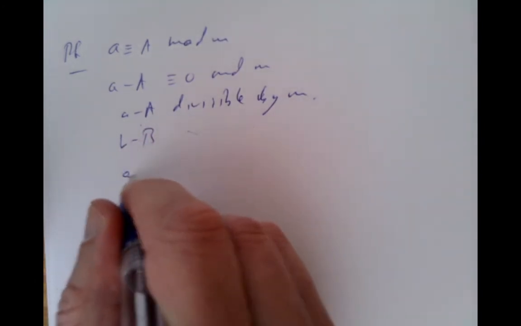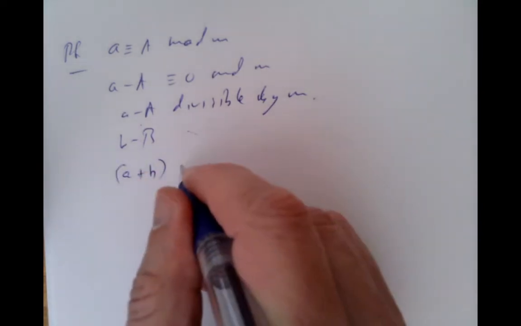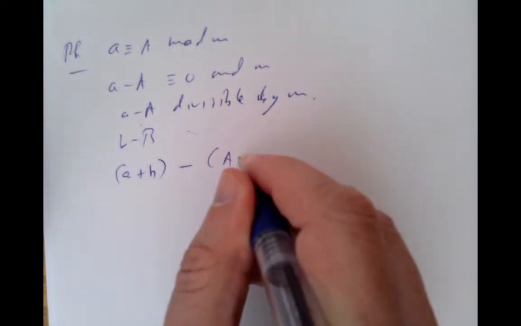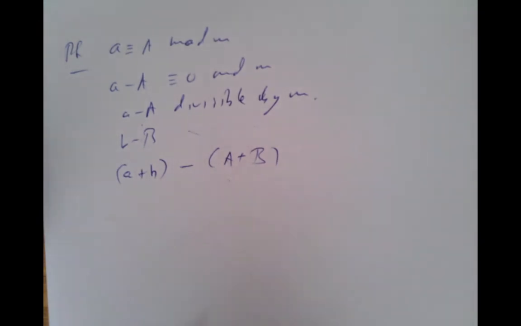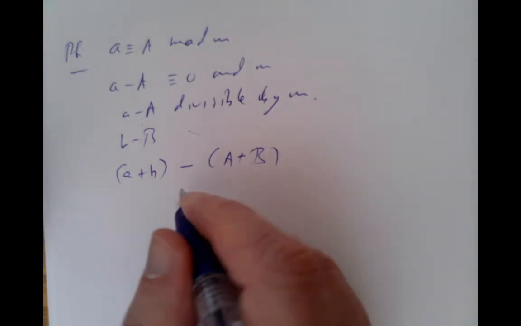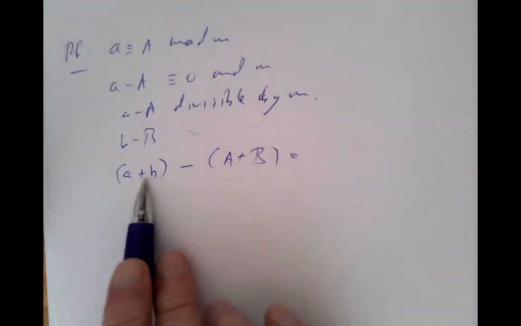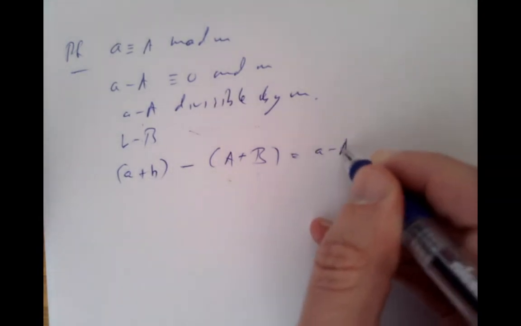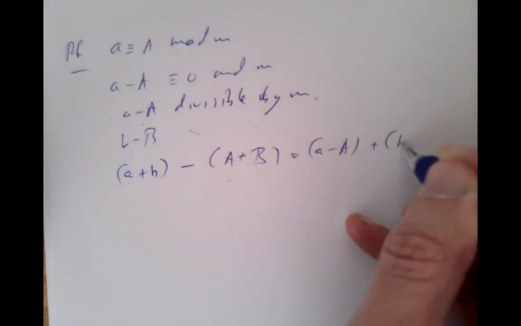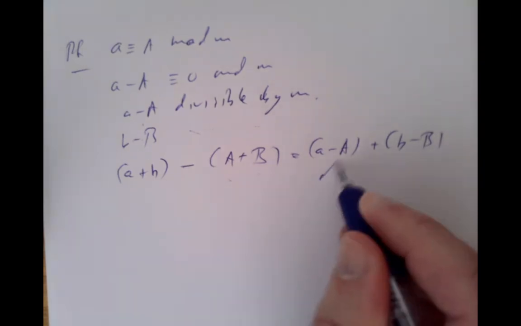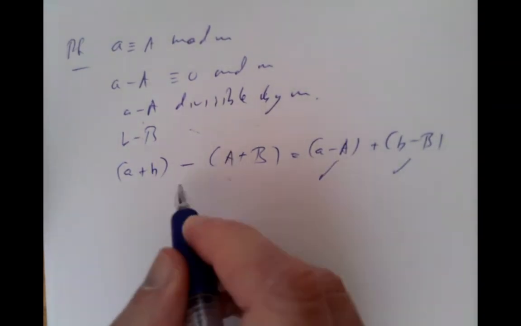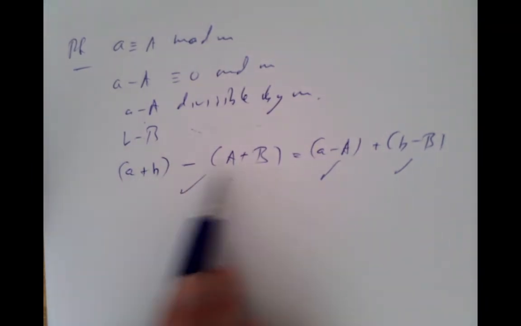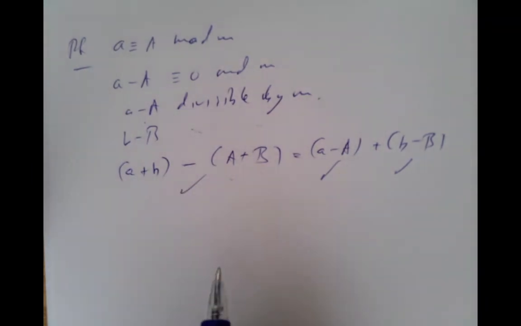And that means that if we were to add the little letters and see what the difference is from adding the big letters, the difference between adding little letters and big letters should be, well, if we just rearrange where the minus signs are, it's the difference in the a's plus the difference in the b's, and this one is a multiple of m, and this one's a multiple of m, so this one's a multiple of m. And so these agree, have the same remainder, up to m's.